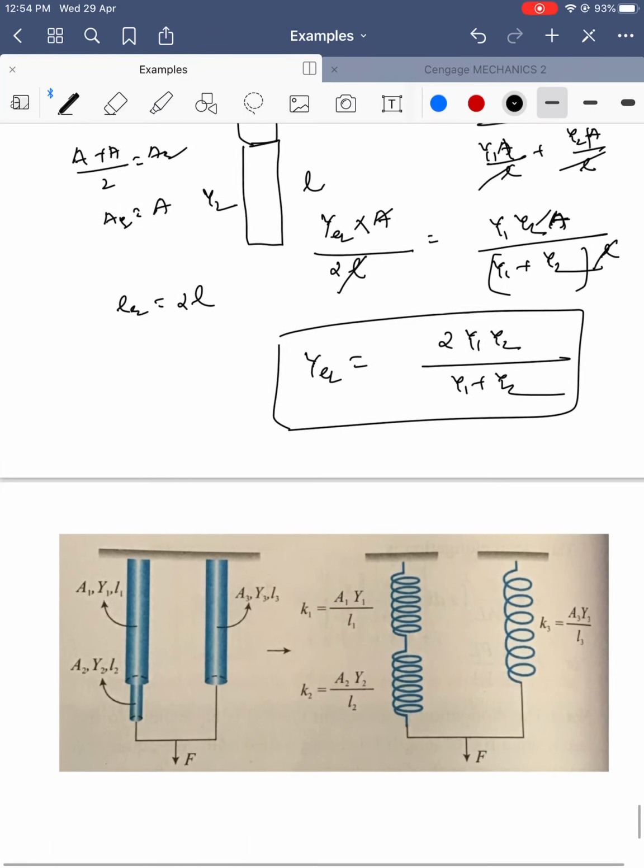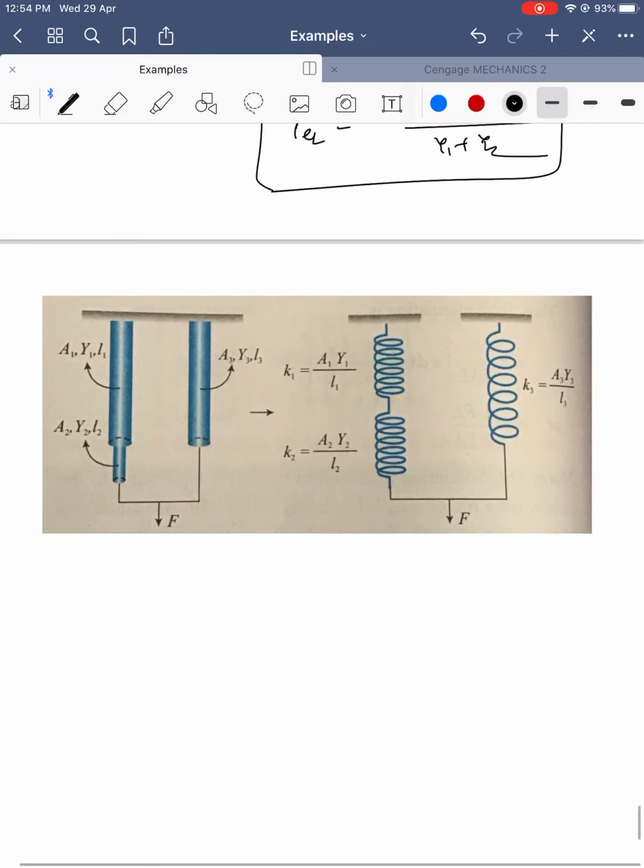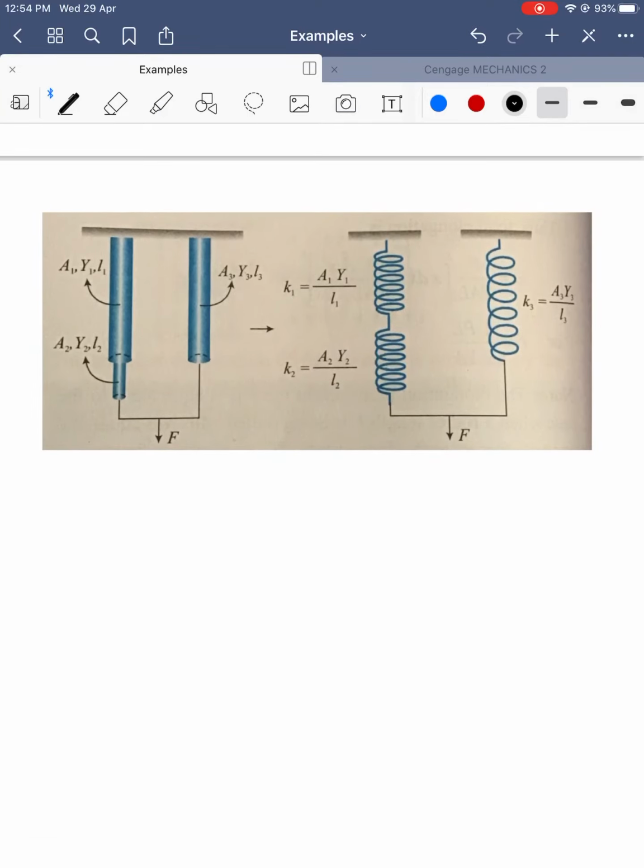Okay, let's go to the other connection. Here the combination is given. If the combination is given, see carefully.